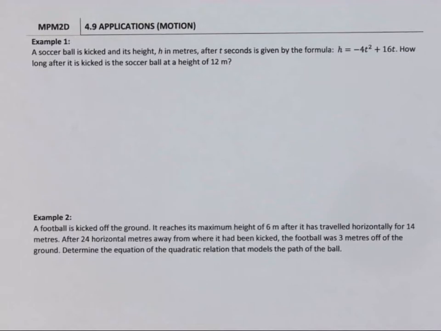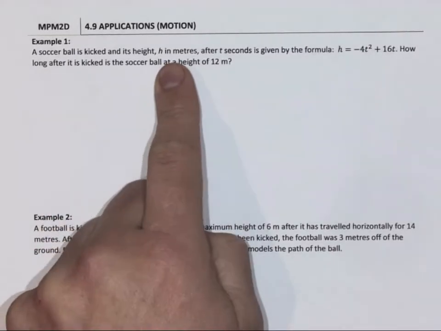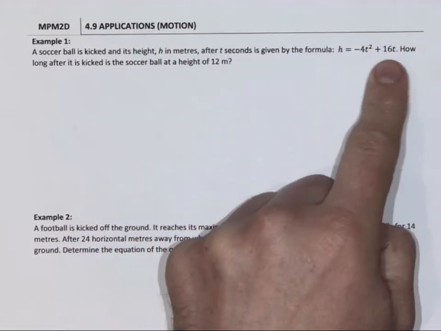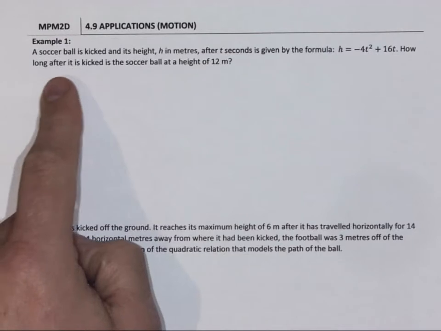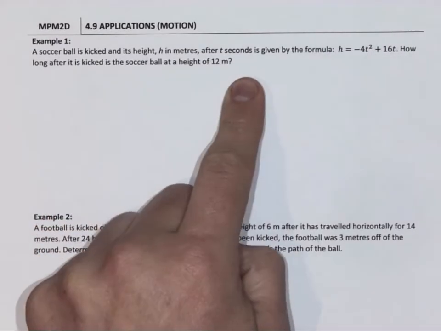Okay, let's take some of what we know now about standard form, factored form, and vertex form and apply it to everything. Apply it to life. So a soccer ball is kicked and its height in meters after t seconds is given by the formula: height equals -4t squared plus 16t. How long after the ball is kicked is the ball at a height of 12 meters?